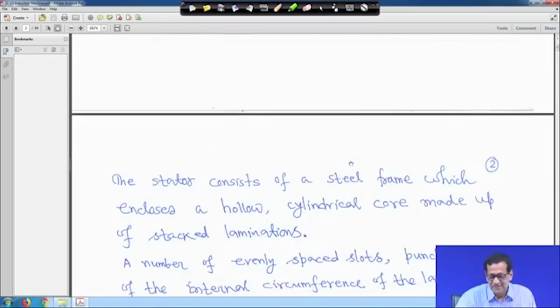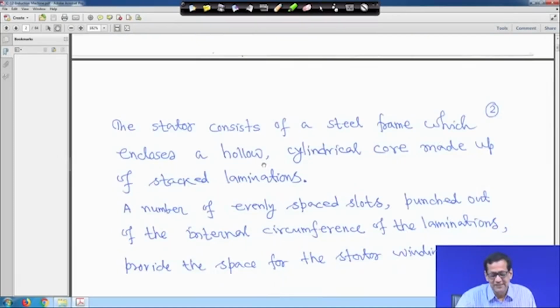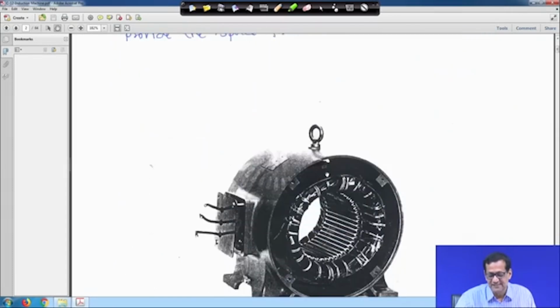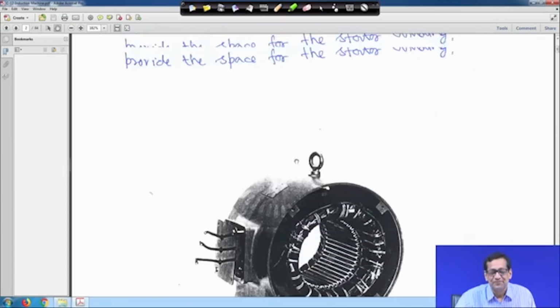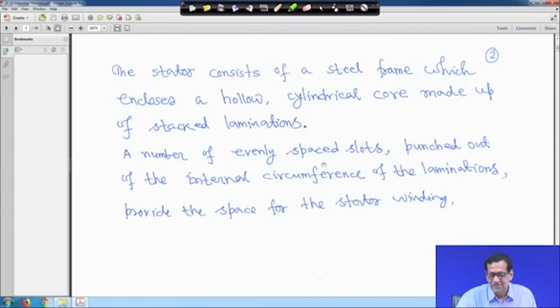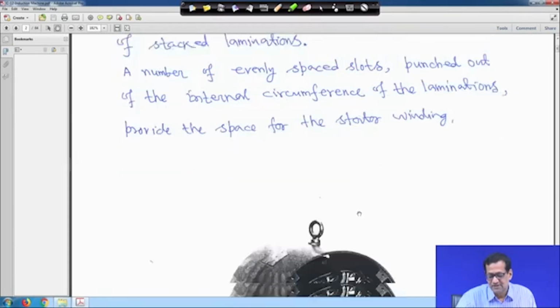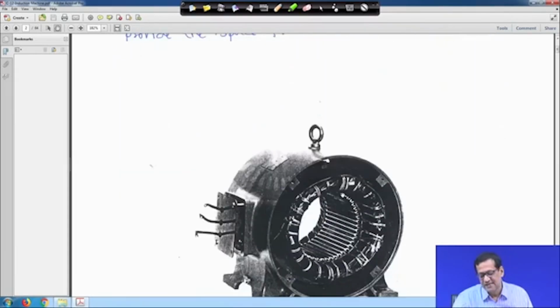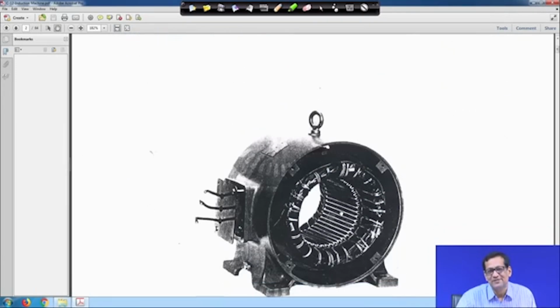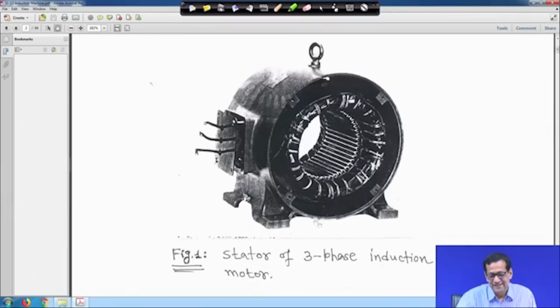So, the stator consists of a steel frame, as I told you, which encloses a hollow cylindrical core made up of stacked laminations. Here it is, and this is the steel part. A number of evenly placed slots punched out of the internal circumference of the lamination provide space for the stator windings. So, the stator windings are here. I repeat again, see this in the laboratory. And before saying anything else, this is a 3-phase stator. In the transformer the flux was time varying.